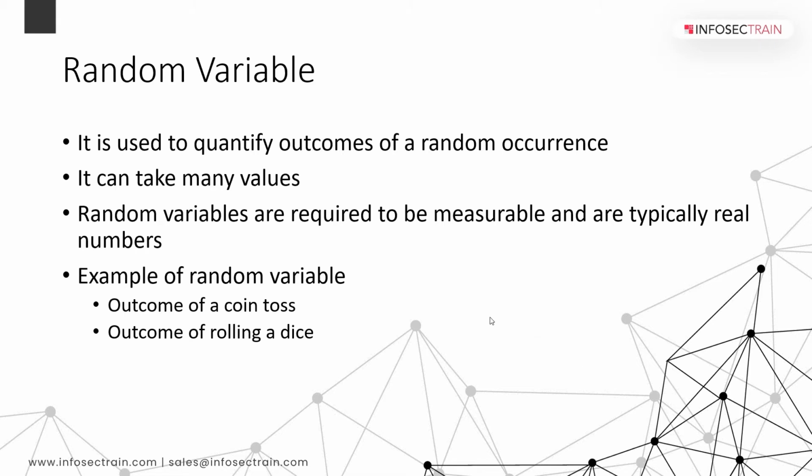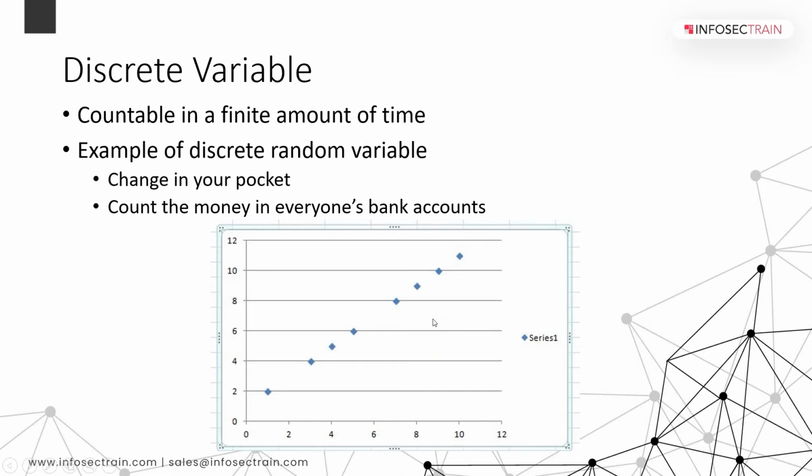Likewise, in any random experiment, if there is an outcome in the real numbers, that outcome is nothing but a random variable. There are basically two types of random variable. First is a discrete random variable. Second is a continuous random variable.